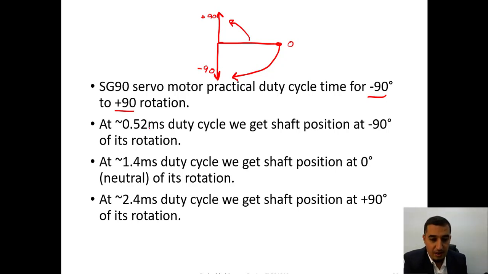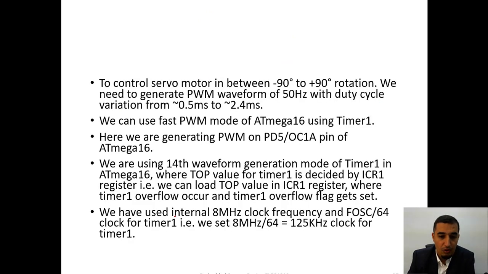So you can rotate it to any position you want. For minus 90, you will require around 0.52 milliseconds duty cycle. For 1.4 milliseconds, we get 0, and for 2.4 milliseconds, we get around plus 90. So how do we do this?